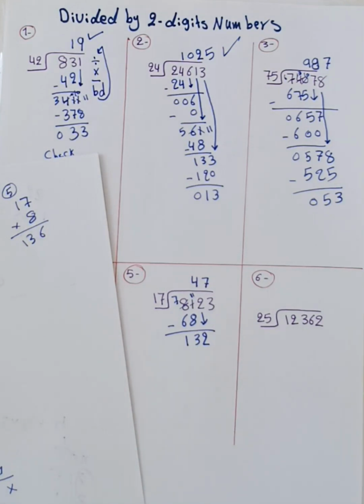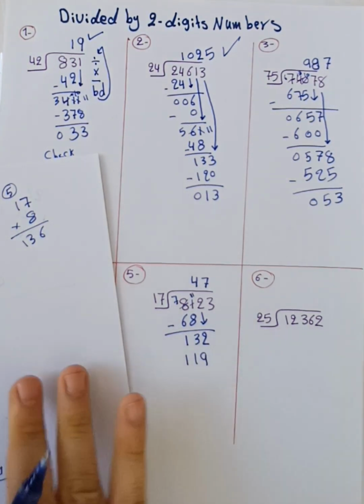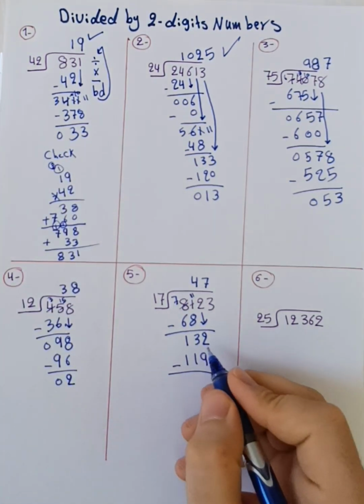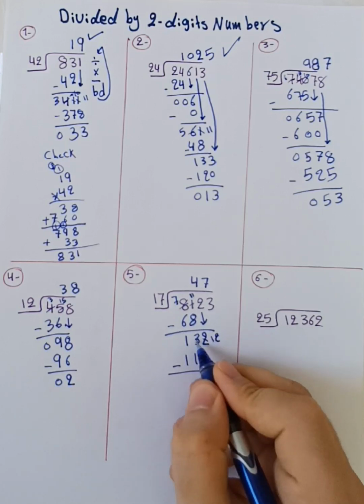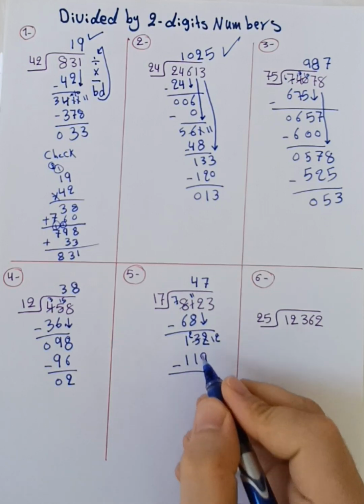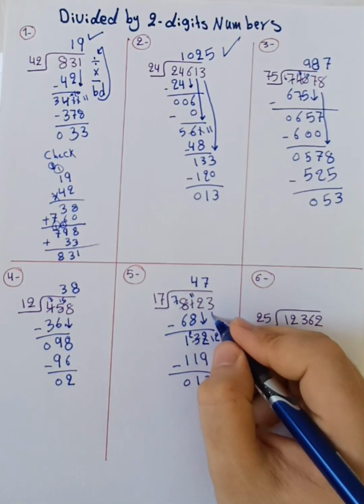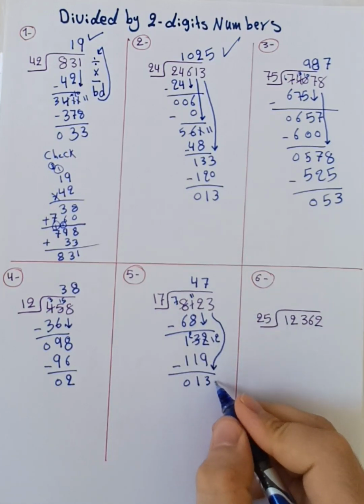7 multiplied by 17 equal to 119. This 2 become 12 and 3 become 2. 12 minus 9 is 3. 2 minus 1 is 1 and 1 minus 1 is 0. After that you have to bring down the last number 3.